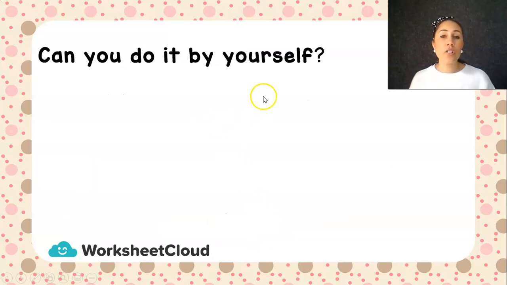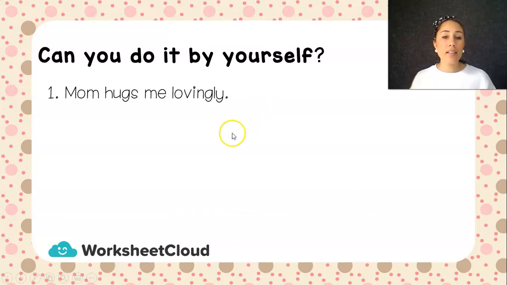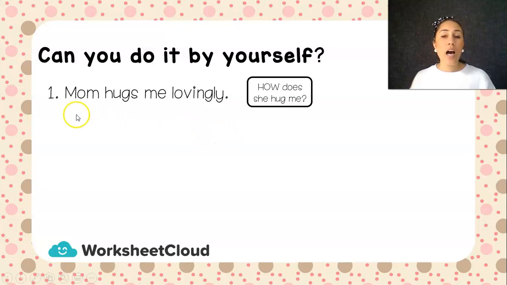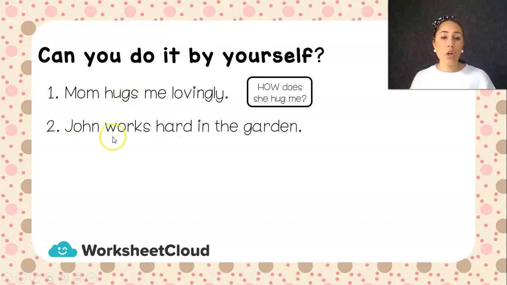So let's see if you can do it by yourself. Mom hugs me lovingly. So I ask myself, how does Mom hug me? Because hugs is my verb. John works hard in the garden. So I first look for my verb. What is John busy doing? He works. How does John work?